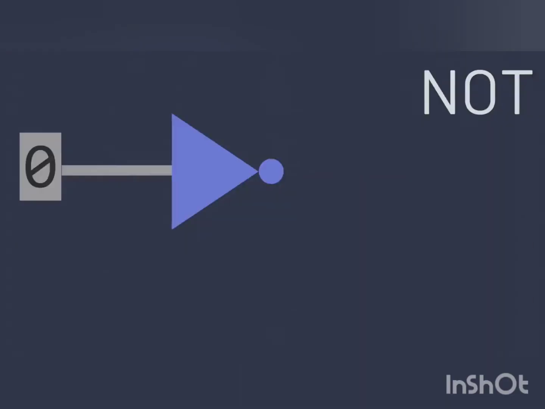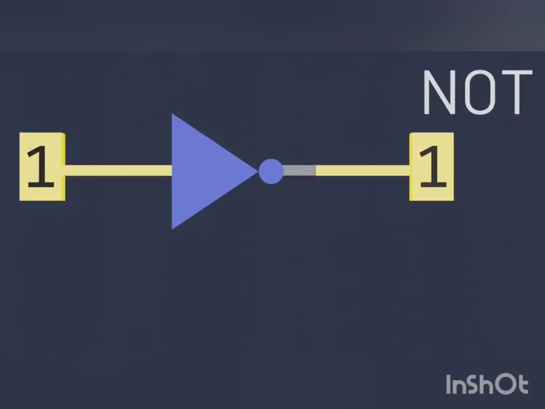Then comes the NOT gate, also known as the inverter. It has only one input. If the input is 1, the output becomes 0. If the input is 0, the output becomes 1. It simply reverses the signal.